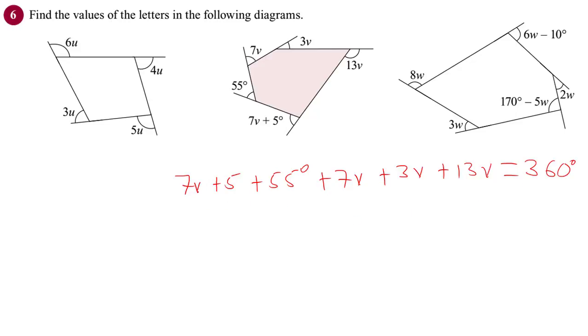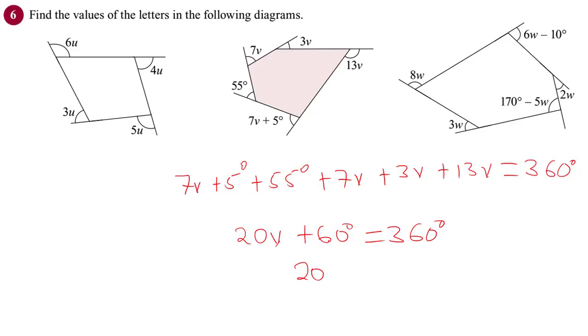The next thing is to simplify. Start with the v's. So 7v plus 7v plus 3v plus 3v all together becomes 20v. Okay, so do the v's first, simplify. Then you have 55 here plus 5. 55 plus 5 is going to be 60. So remember all that, if you're simplifying, it comes back to 20v plus 60, which is 360.